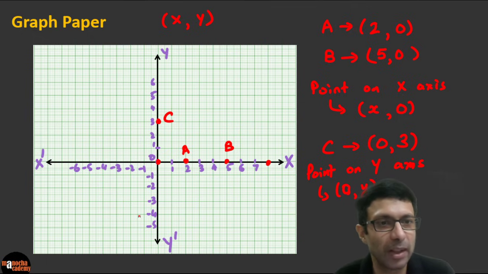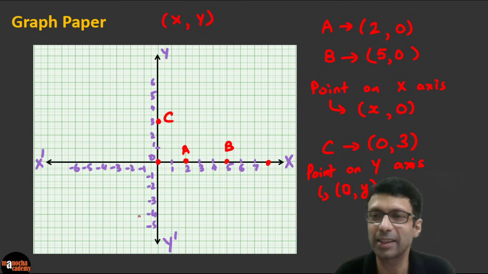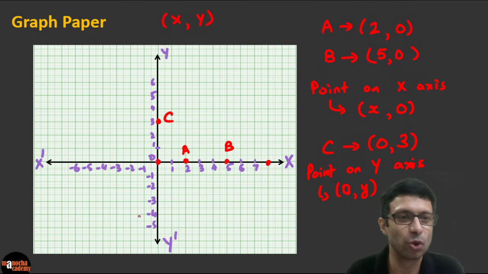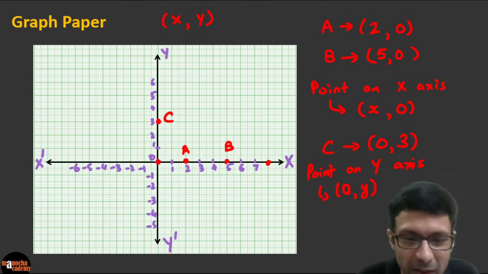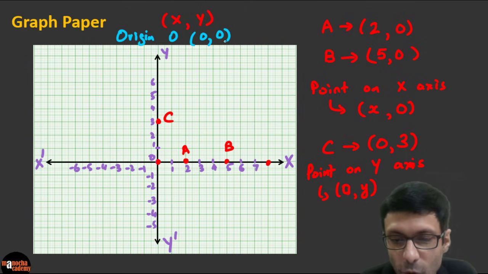So guys, try: what will be the coordinates of the origin? Excellent guys, great to see all of you interacting here and writing the answers. Superb guys, very good. So origin is going to be simple, right? The origin is going to be 0, 0. So our origin O is basically of the form 0, 0.